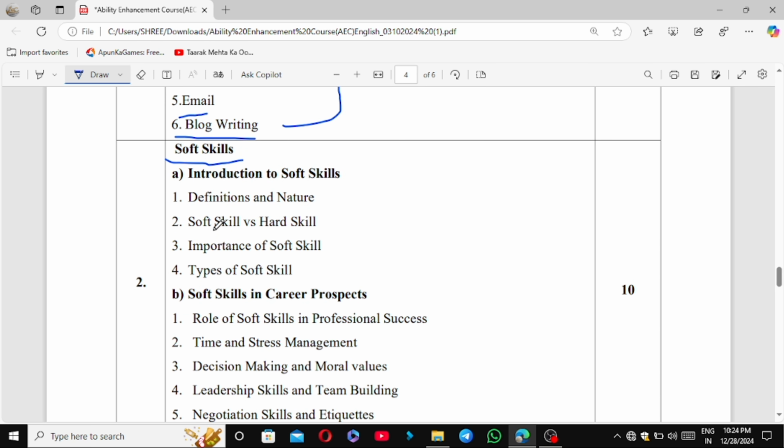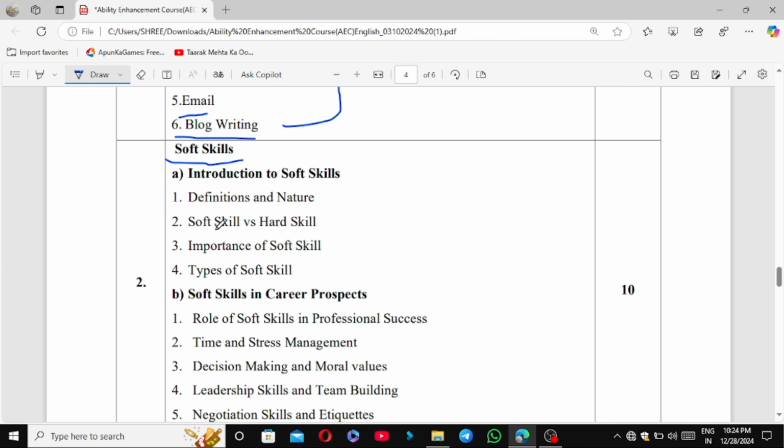Then the second topic is soft skills. So what are soft skills? Soft skills are personal qualities that help you work well with others and handle different situations effectively. They are about how you communicate with others, how you behave with others, and how you solve problems of others or your own problems also. Examples of soft skills are communication, teamwork, problem solving, time management, leadership skills. There are many types of soft skills.